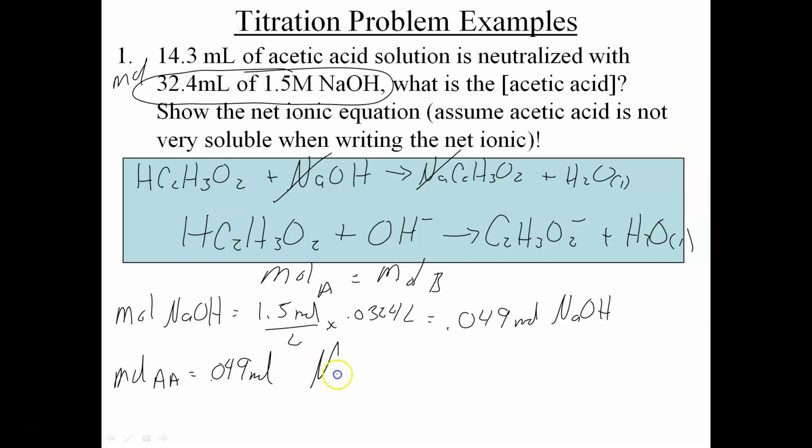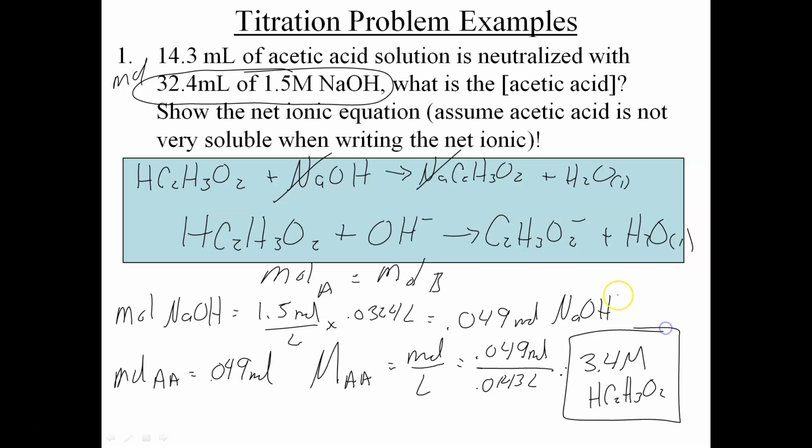So the molarity of the acetic acid, I'm just abbreviating it because I don't feel like writing the whole thing out. The molarity is moles per liter, right? So that's 0.049 moles. And how many liters of acid did we have? We had 14.3 milliliters, so that is obviously 0.0143 liters. And you end up with a molarity of 3.4 molar acetic acid.